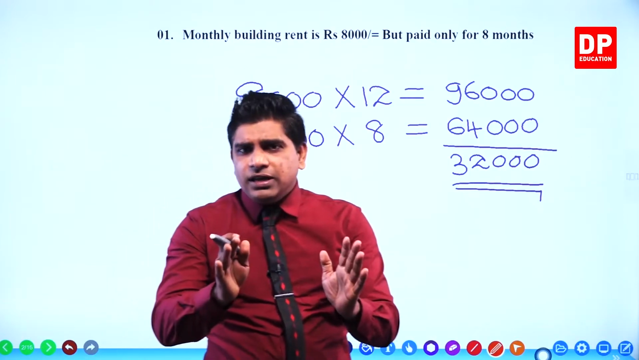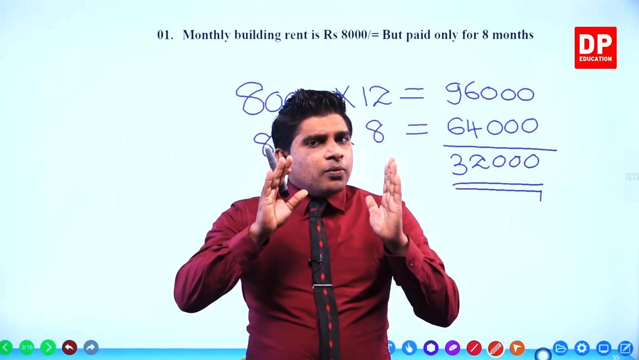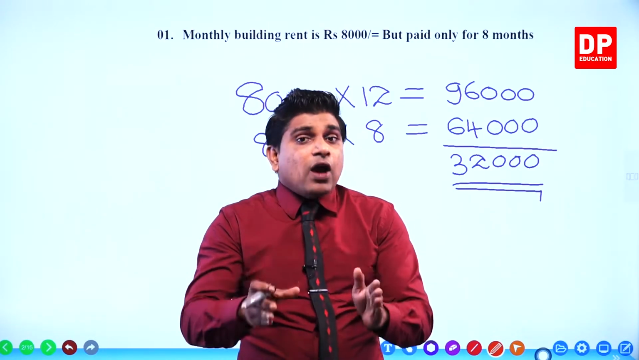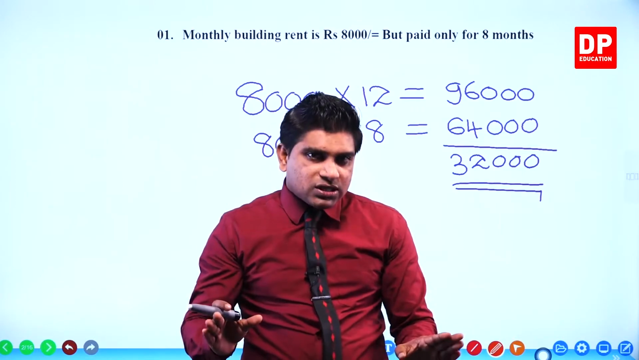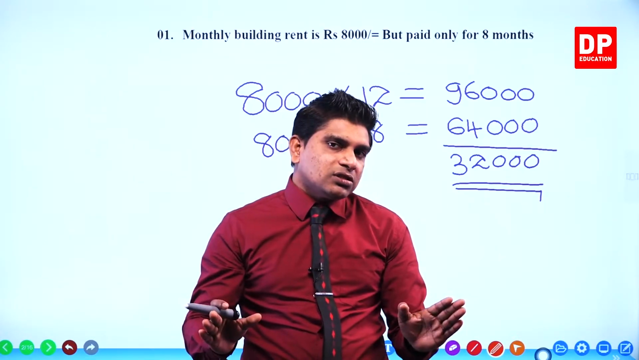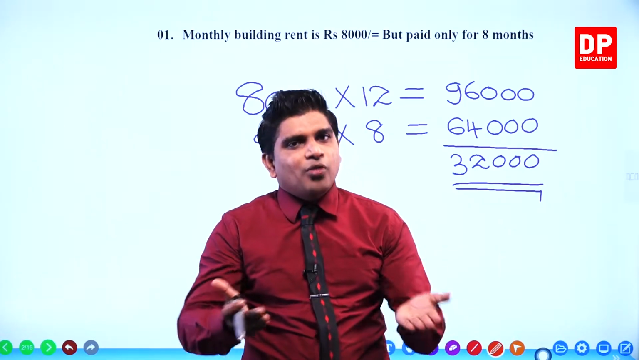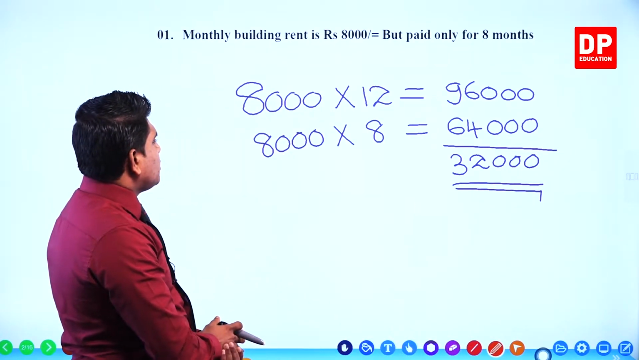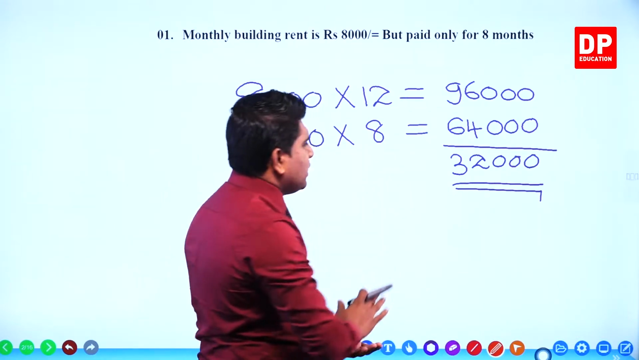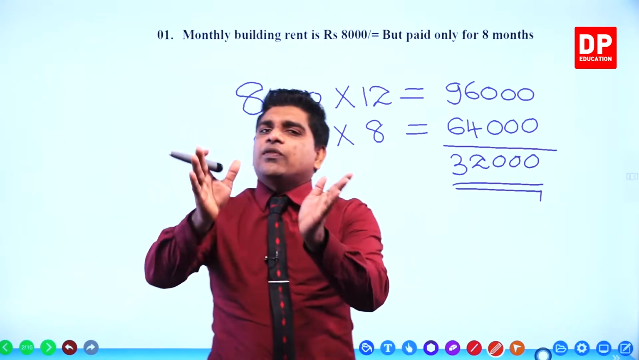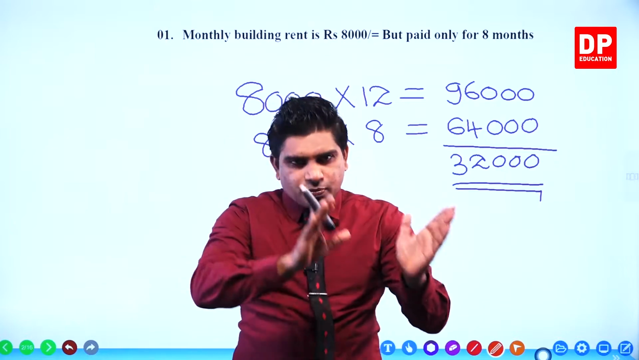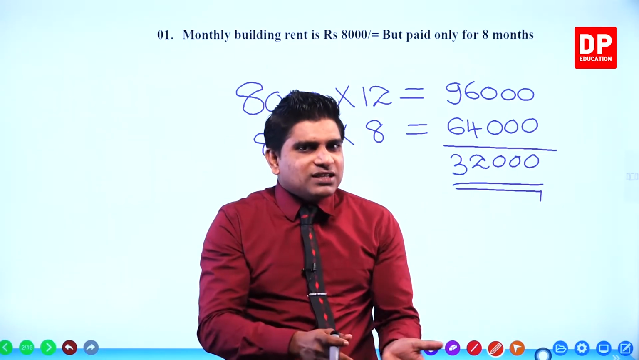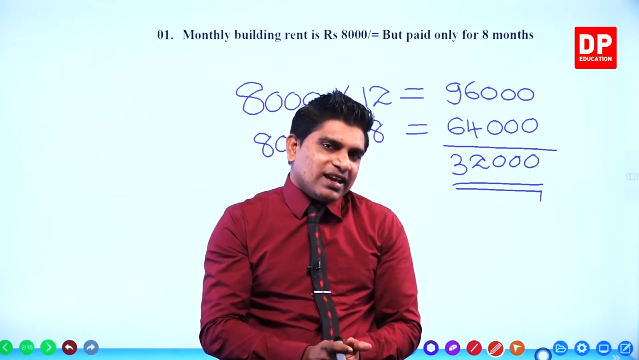32,000. Tell me, how much is the amount that they have recorded in their books, in the cash book and ledger accounts? Only the paid amount, no? How much is the paid amount? 64,000 they have recorded in the credit side of their cash account and building rent expense account also. Debit side, how much can you see? Only the amount paid by cash.